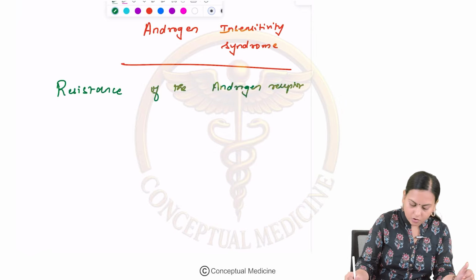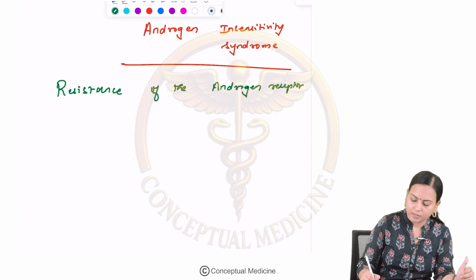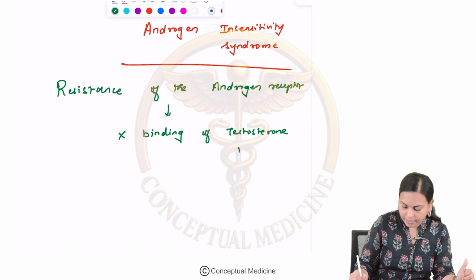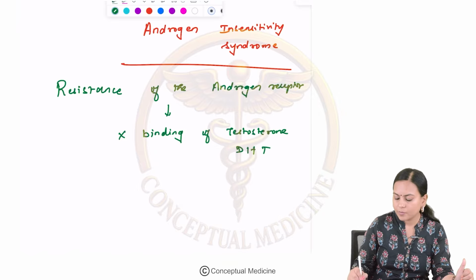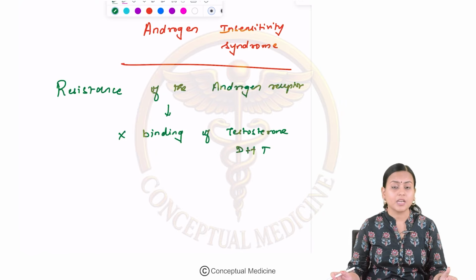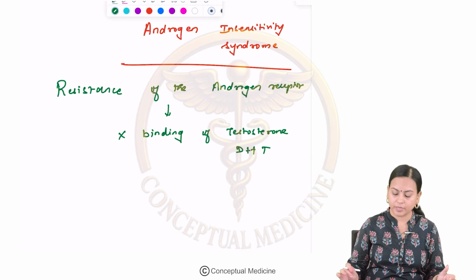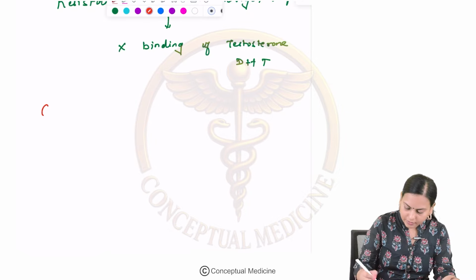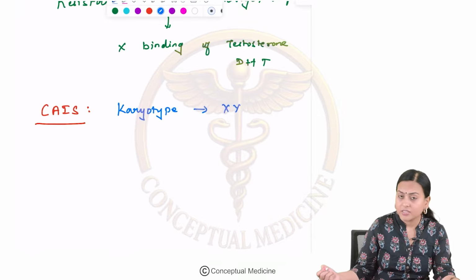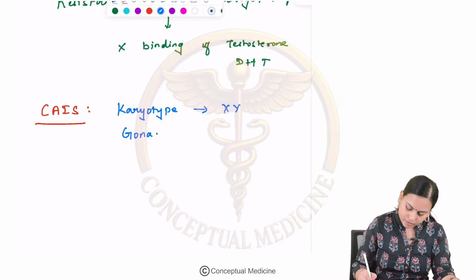Or its mediators as well, for the binding of testosterone as well as dihydrotestosterone also, that will be resulting in androgen insensitivity syndrome. So, basically in simple words, it is a receptor defect of the androgen. Okay, right. So, we have something called complete androgen insensitivity syndrome. Here the karyotype is going to be XY and the gonads are testis.